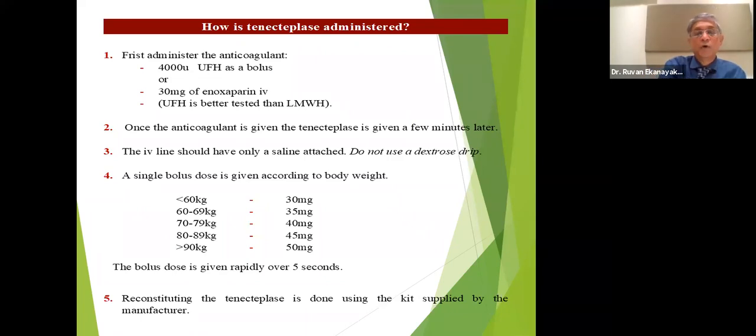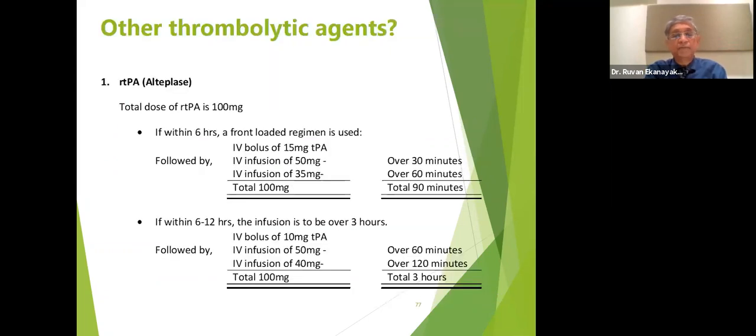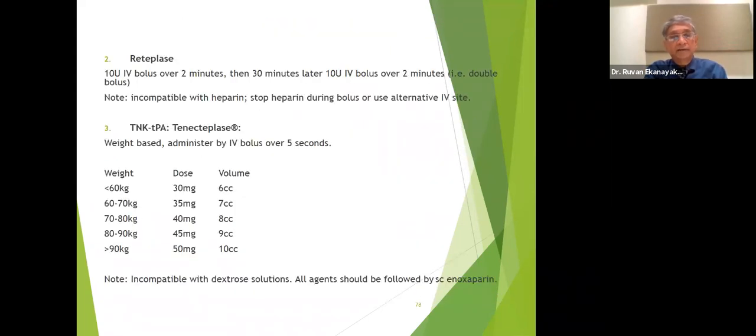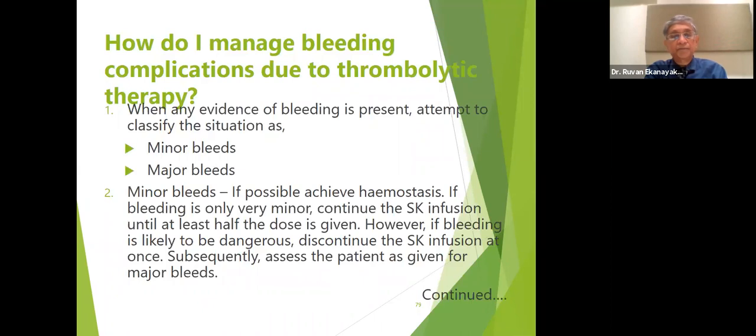How do you administer tenecteplase? You first administer the anticoagulant, 30 milligrams of enoxaparin IV. I hope this has been done. And then a few minutes later, the bolus of tenecteplase is given. In the elderly patient over the age of 75 years, you can see the kilogram-related dose of tenecteplase which I have given in this slide. Half dose is also recommended by clinical trial evidence.